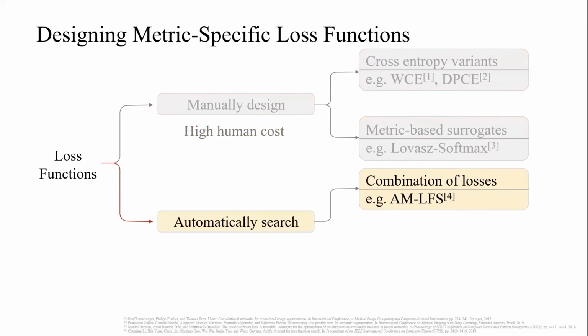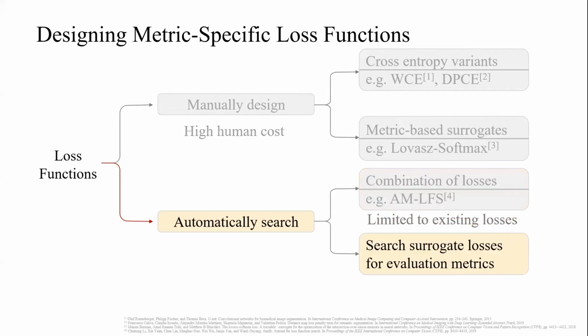Some works try to automatically search metric-specific loss functions. For example, the work called AMLFS searches for the compilation of some well-performed handcrafted loss functions. However, this kind of work is limited to existing loss functions, and this still suffers from the misalignment problem. Different from these works, our AutoSeg loss proposes to search surrogate loss functions for different evaluation metrics.